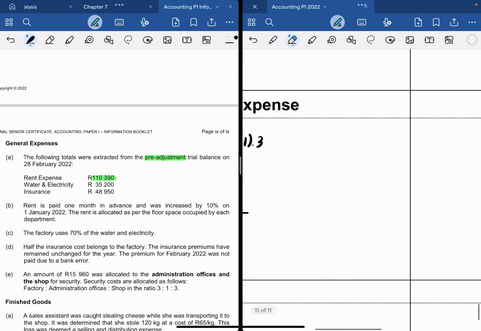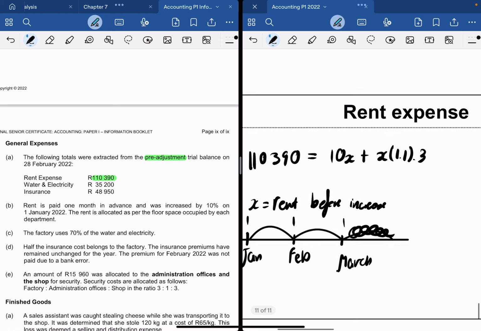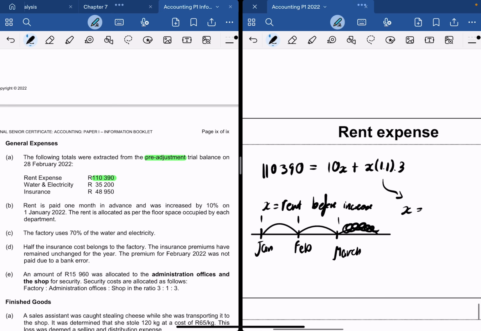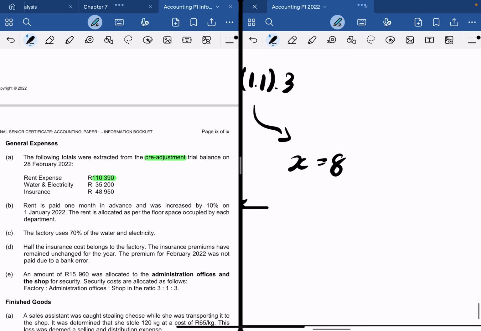And then you could solve this however you want, but X turns out to be, actually just draw an arrow. X turns out to be, give me 2 seconds, sorry, I'm just calculating here. 110,390 equals 10x plus 3. X is equal to 8,300, right?